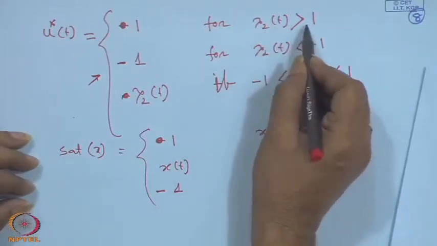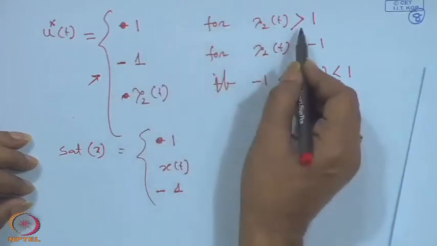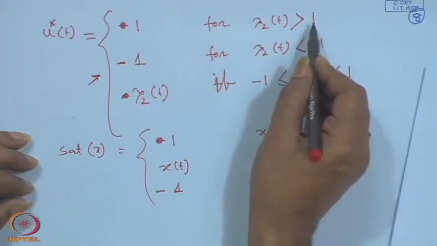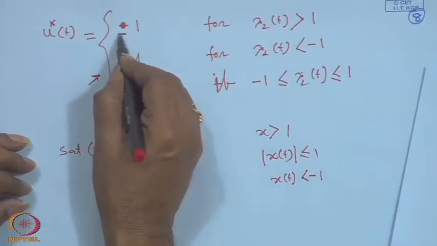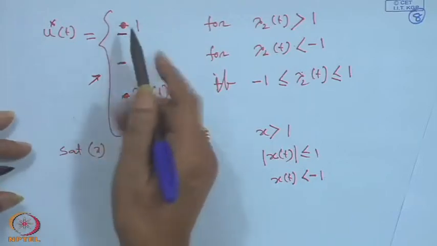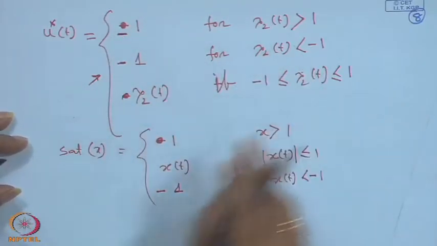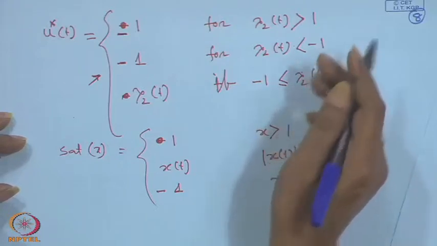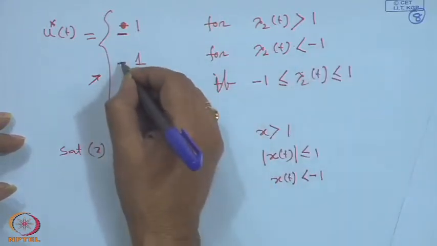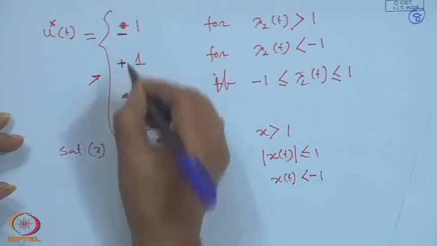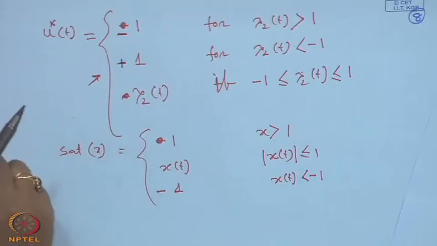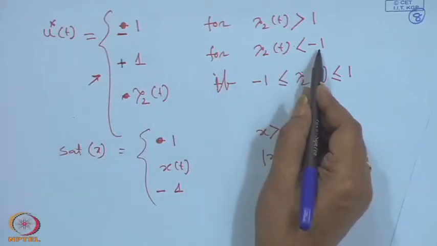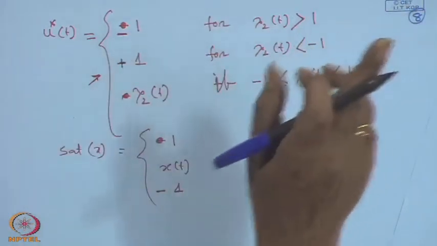Now, let us see when lambda 2 is greater than 1. If lambda 2 is greater than 1, then I have to make it with a minus sign. Sorry, I made a mistake here, because u of t is equal to minus lambda of t. When lambda 2 is less than minus 1, I have to make it a positive sign, so u of t is positive 1. I have switched to positive 1 only, because minus minus is plus, and I need not cross the bound of 1.